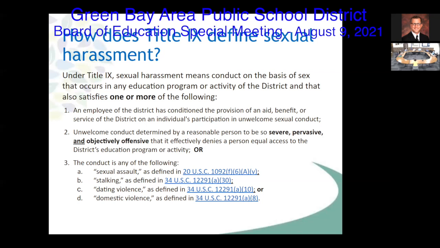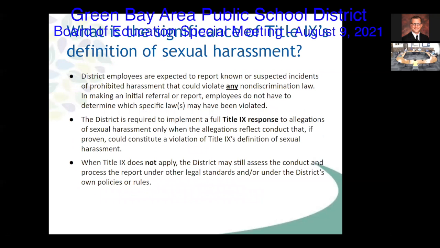The first category listed is often referred to as quid pro quo sexual harassment. Under Title IX, this is defined as an employee of the district conditioning the provision of an aid, benefit, or service of the district on an individual's participation in unwelcome sexual conduct. An example of this type of harassment would be if a student or employee is led to believe that he or she must submit to unwelcome sexual conduct or communications in order to gain something in return, such as a grade, a promotion, a place on a sports team, or any educational or employment decision.